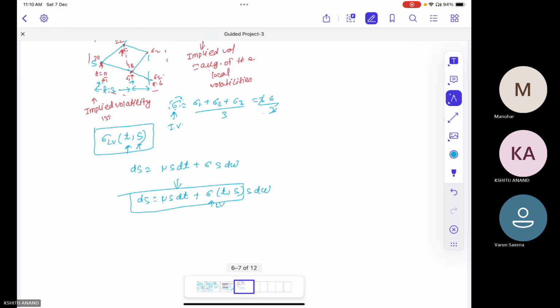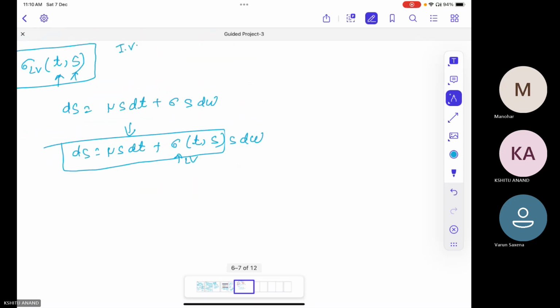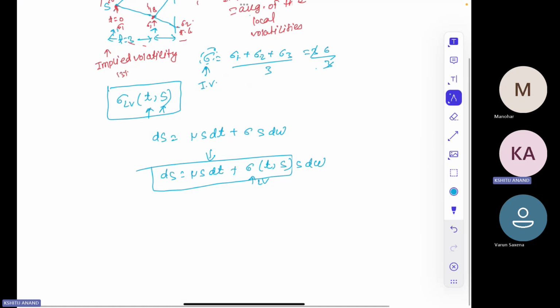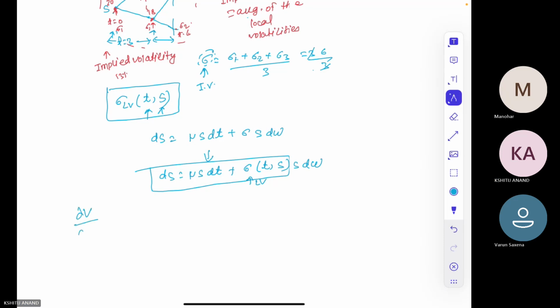Any doubt? Okay, no doubt, I guess. So now once we have this kind of model, how does this change the Black-Scholes PDE? That is the question. The Black-Scholes PDE is exactly the same. We just need to replace the sigma term of the Black-Scholes PDE, where the sigma term was constant, with this sigma of T and S. So if I write the Black-Scholes PDE, it is dV/dt plus half of sigma squared S squared, here sigma will be replaced by sigma of LV. So this is the difference between the local volatility model and Black-Scholes.